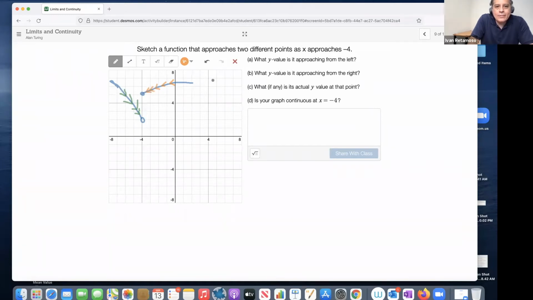And then, of course, you have to go through all these questions. What's the output value approaching from the left? What is the output value approaching from the right? What is the actual evaluation? You can put dots here too if you want to. I just put the dot in here. So feel free, guys, and then write out your answer and share with your class.